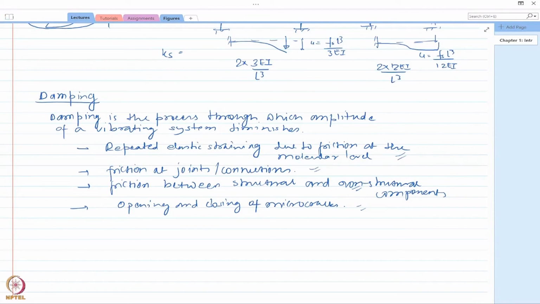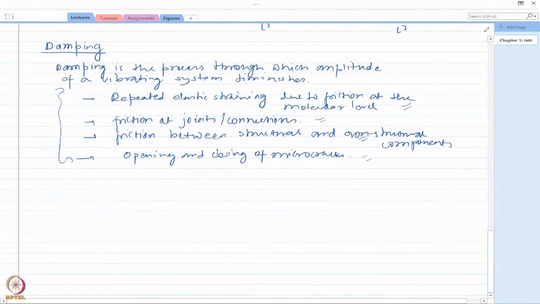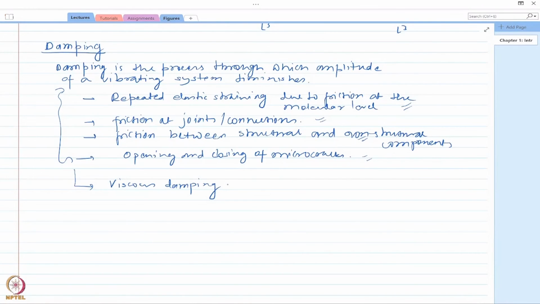So what do we do? We combine all these damping mechanisms into a simple mechanism, and we represent all these energy dissipation mechanisms through a damping called viscous damping. Viscous damping is also called a viscous damper. What happens in viscous damping? Let us say I have a cylinder in which I have a piston like this, and there is fluid on each side of this piston.